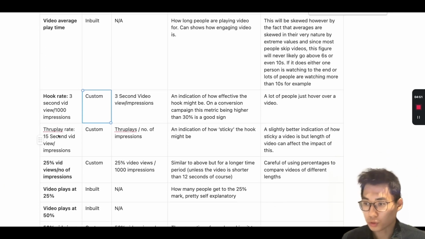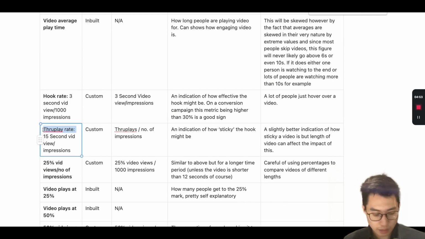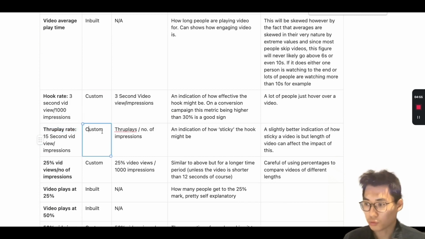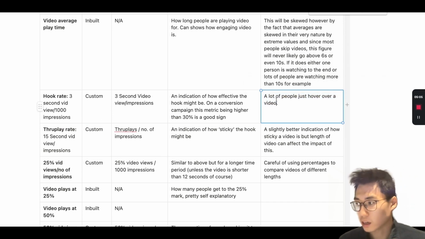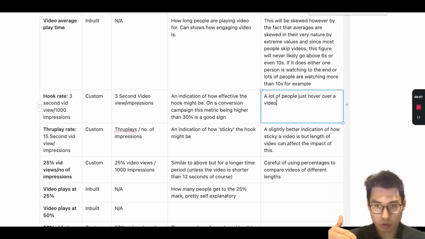And then if we move on to the through play rate, this is basically Facebook's metric. I don't know why they call it through play, but that is what Facebook defines as 15-second video views divided by the number of impressions. The issue with the 3-second video play is that a lot of people might just hover over a video, so you might be scrolling and you might stop.